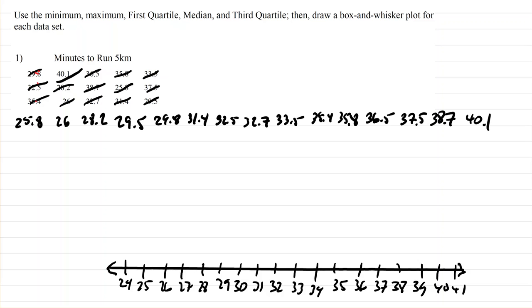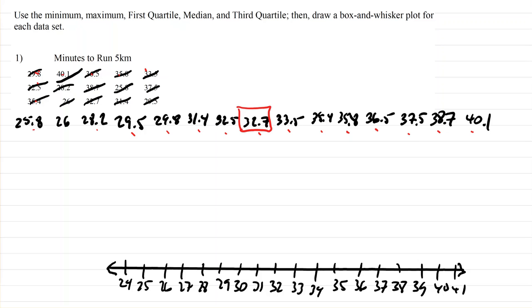We got 1, 2, 3, 4, 5. That's a total of 15. So we have 1, 2, 3, 4, 5, 6, 7, 8, 9, 10, 11, 12, 13, 14, 15. Looks like they're all accounted for. So if I got 15, then I want 7 on the left, 7 on the right, and whatever's in the middle is going to be my middle. So 1, 2, 3, 4, 5, 6, 7, and right here is going to be my middle.